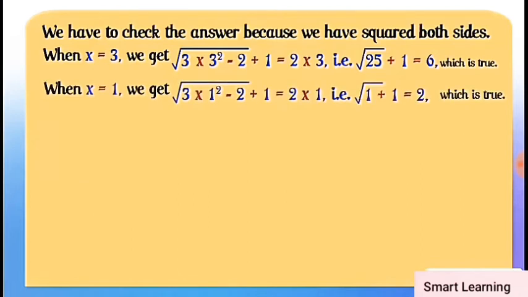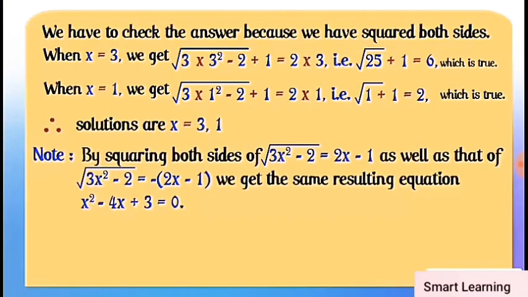When x is equal to 1, we get under root 3 into 1 square minus 2 plus 1 is equal to 2 into 1. That is, under root 1 plus 1 is equal to 2, which is once again true. Therefore, solutions are x is equal to 3 and 1.